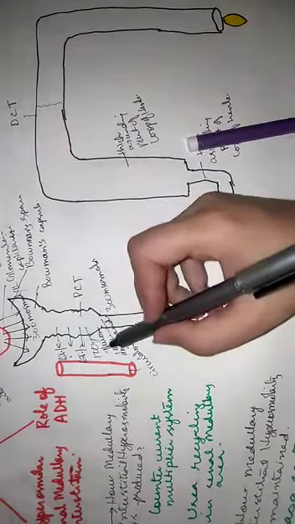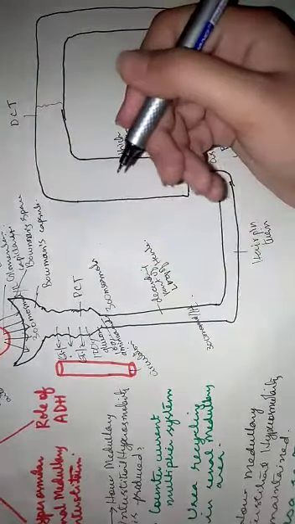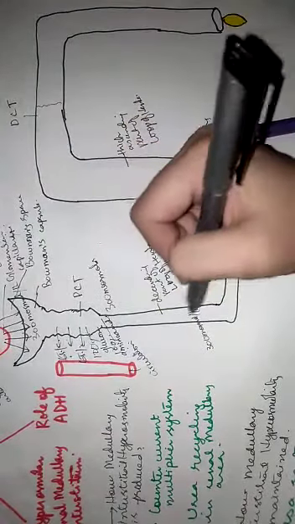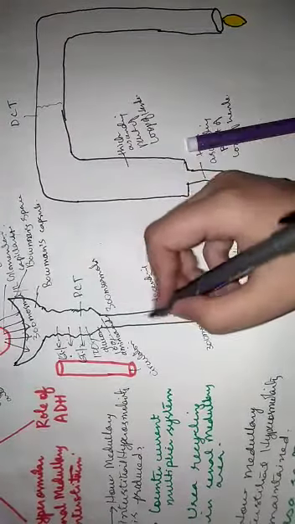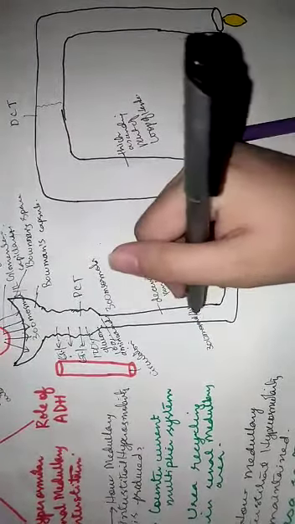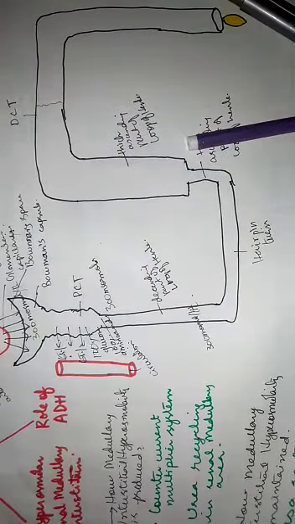Here also 100% of the glucose and 100% of the amino acids are also filtered. Now when the fluid reaches here, it constantly loses the solutes and the water follows the solute, and this is also known as the solvent drag.